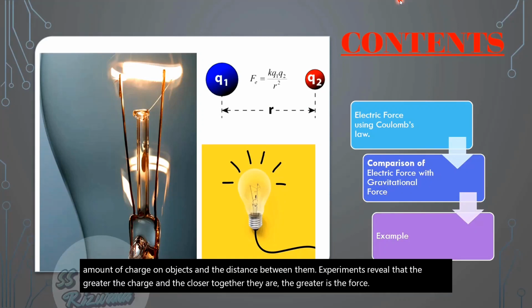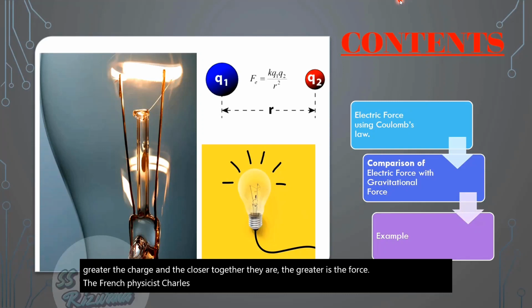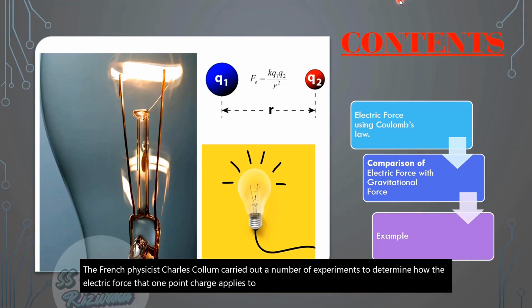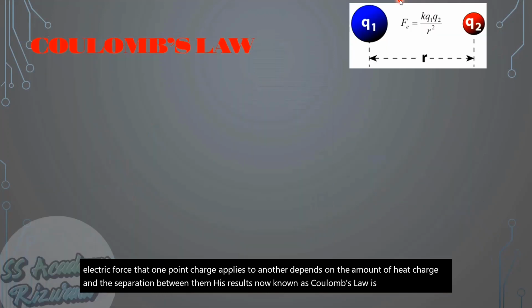The French physicist Charles Coulomb carried out a number of experiments to determine how the electric force that one point charge applies to another depends on the amount of each charge and the separation between them. His results, now known as Coulomb's Law, are stated in the next slide.